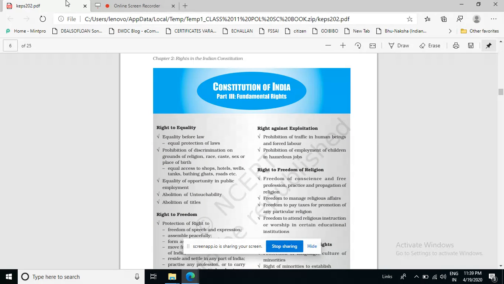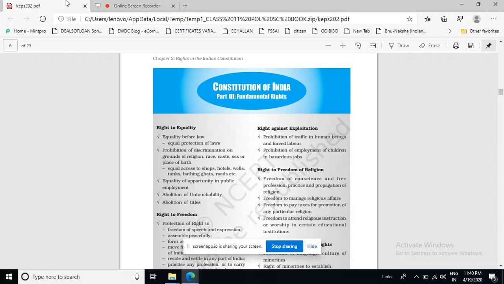We studied yesterday about the fundamental rights as it is given in our constitution. We discussed the meaning of fundamental rights, its need and importance, and then we also tried to understand the difference between legal rights and fundamental rights. And then we did a type of comparative study of the fundamental rights which are given in the Indian Constitution and in the Constitution of South Africa.